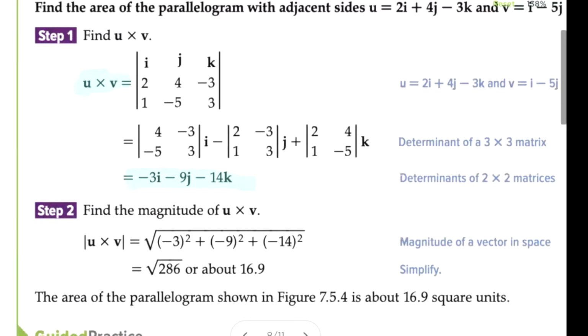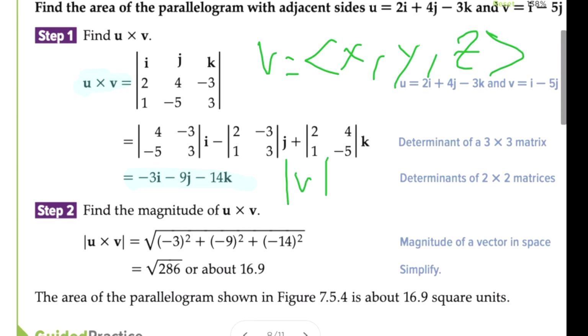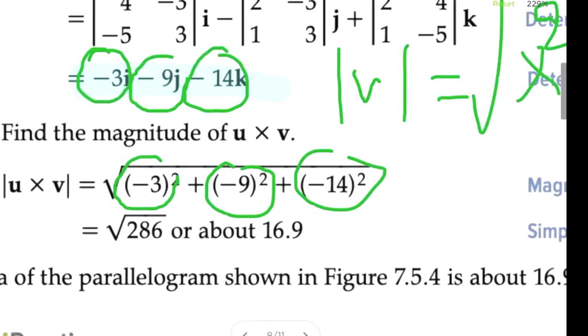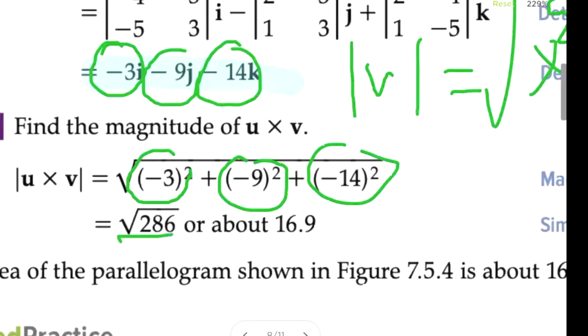So the magnitude, you know, x squared, y squared, z squared. Whenever you have a vector with components x, y, z, it's like the distance. The magnitude of this vector is the square root of x squared plus y squared plus z squared. This is the rule. So you take negative 3, you square it. You take negative 9, you square it. You take negative 14, you square it. And put it in your calculator or do it manually, it's up to you. You get square root of 286.